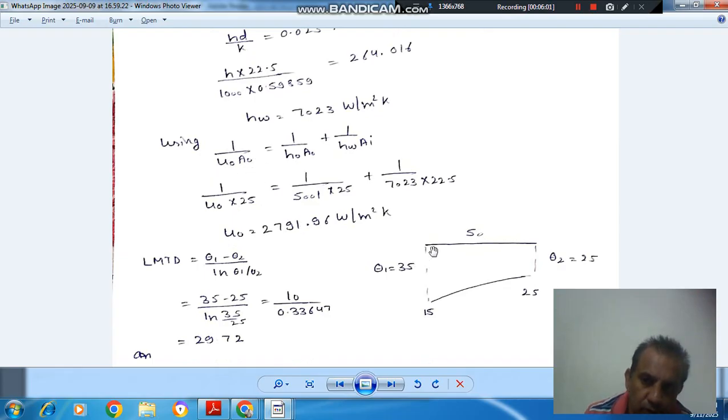Now this is the steam flowing at 50 degrees Celsius. This is the inlet point of water and this is the outlet point of water. This temperature 15 degrees Celsius, this is 25. So this temperature difference is 35 and this temperature difference is 25. So LMTD is theta 1 minus theta 2 divided by ln theta 1 by theta 2. So that is 35 minus 25 divided by ln 35 by 25. So it will come out as 29.72. So LMTD will come out as 29.7.